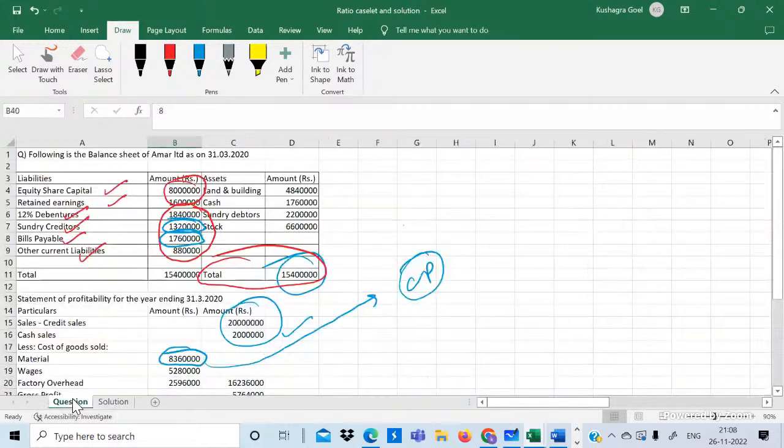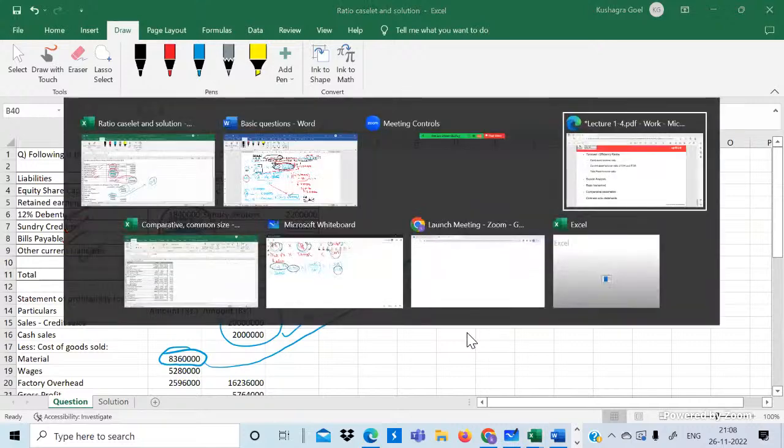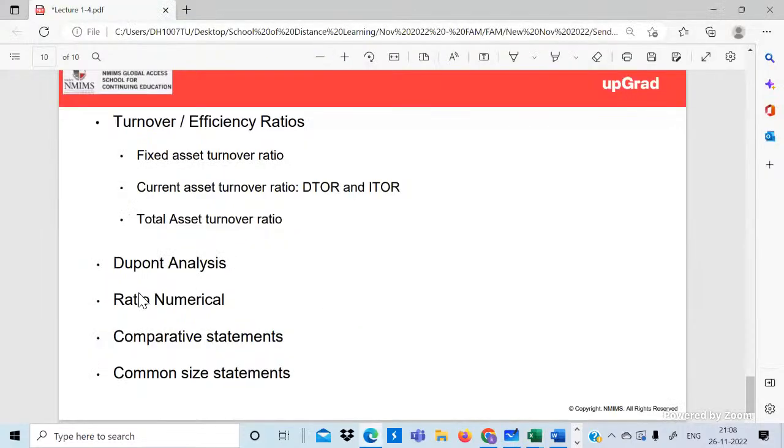Any doubt with this caselet on ratios? Yep. Any doubt with this? Anyone? So we're done with DuPont. We're done with ratios. What we need to do is comparative common size. Any questions still here before we move to comparative and common size?